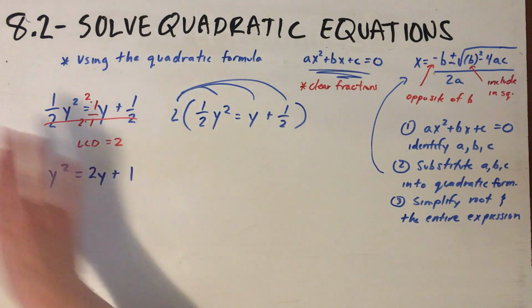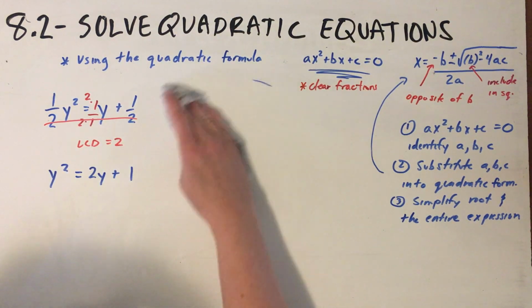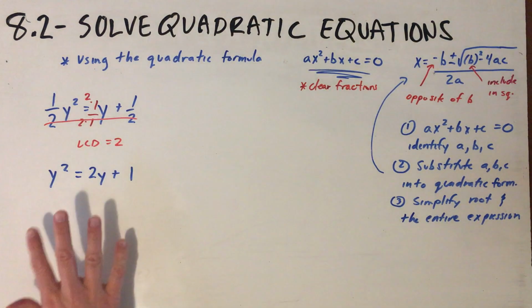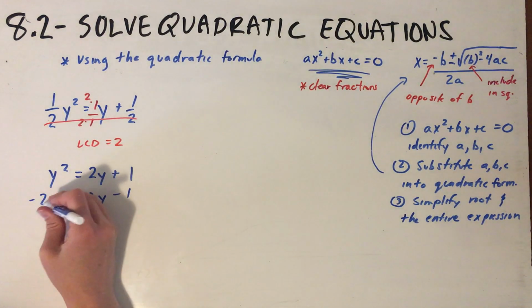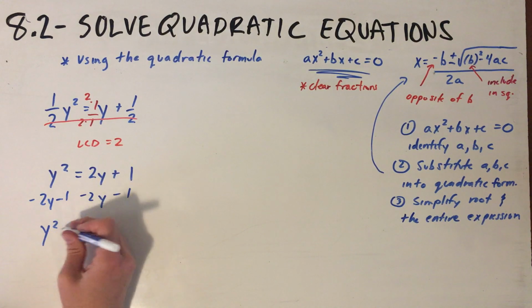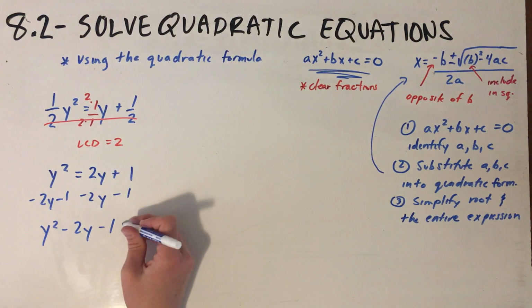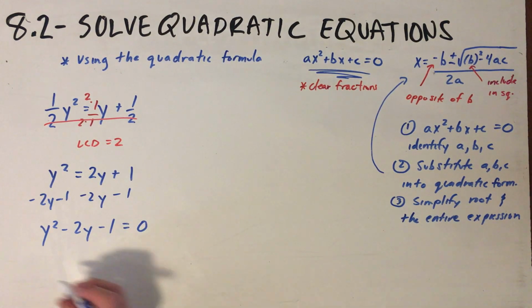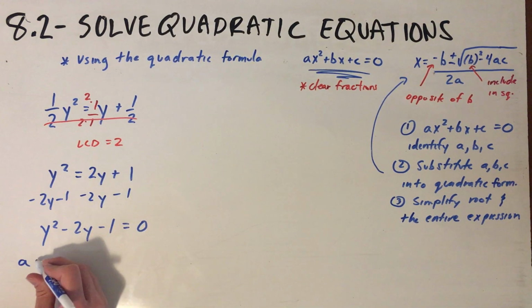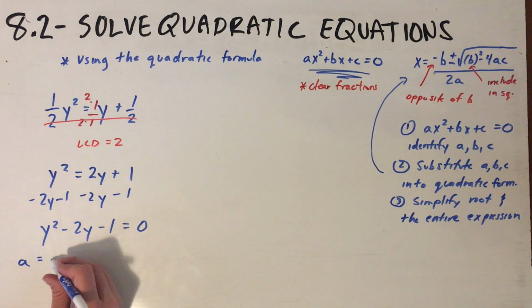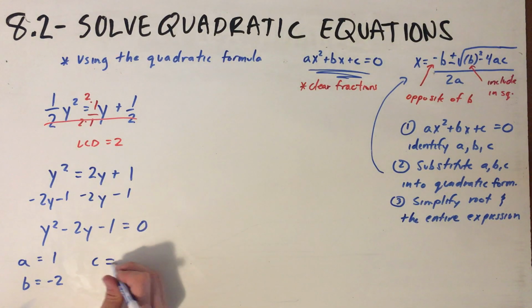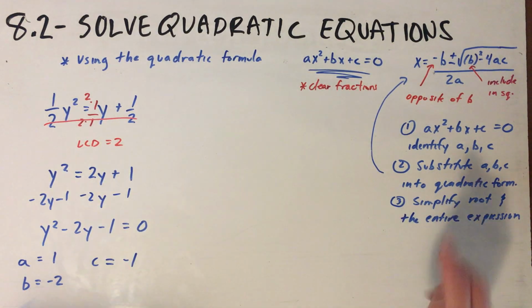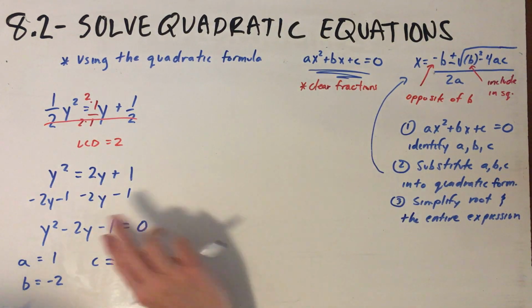You can use whichever method you want to clear the fractions, but once you've cleared the fractions, then you want to get this equal to 0. So I'm going to subtract the 2y and the 1. So we'll have y squared minus 2y minus 1 is equal to 0. Here, then I'm going to identify a, b, and c. In this case, a is 1, b is -2, and c is -1.